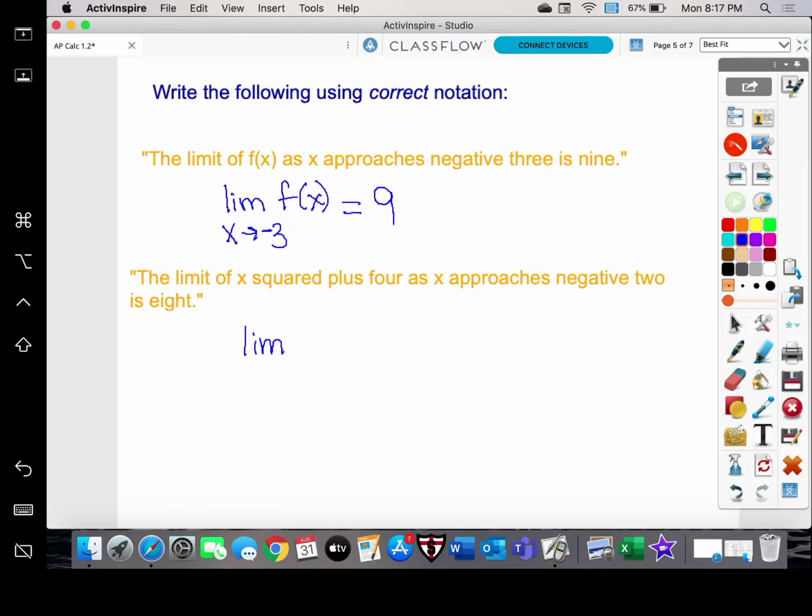Limit of, now they gave us a specific function. So we're going to write in (x squared plus 4). And the parentheses are important because we want that whole function, not just x squared. And then it says x approaches -2, and that thing is going to be 8. I hope you got those two right. If you didn't, hopefully you see what you did wrong.